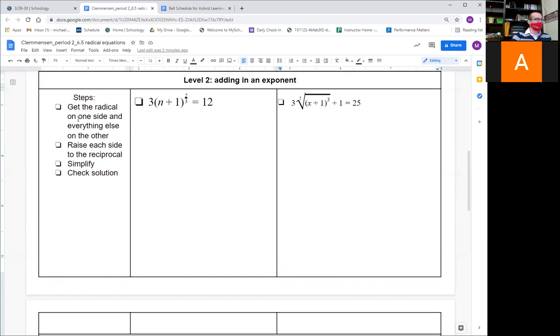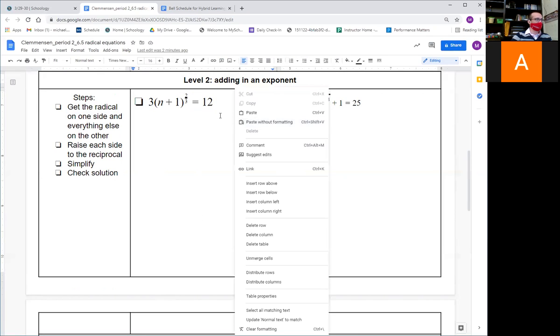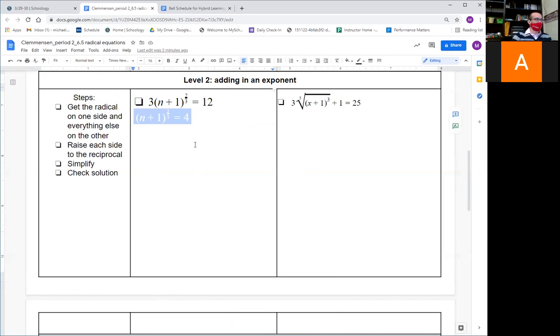But first, before that, we need to get the radical on one side and everything else on the other. All right, so I need to get rid of this 3 right here. To do that, I divide both sides by 3, and I end up with n plus 1 to the 2/3 power equals 4. So that was my first step. Just finish up here. Check mark, check mark.